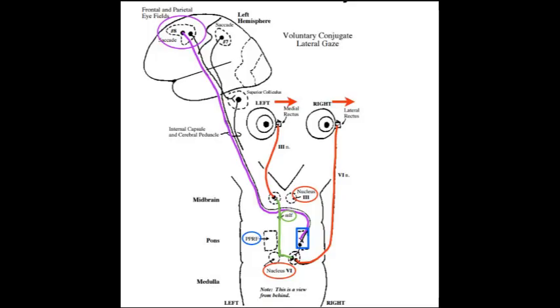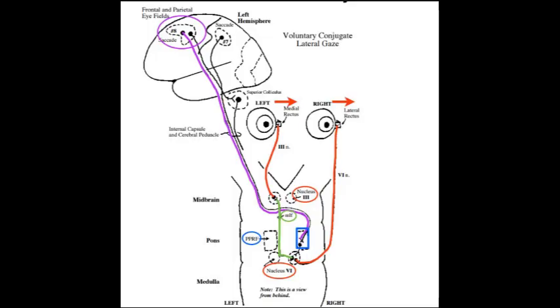It's important to note that slowing of the adducting eye may actually be a sign of partial lesion to the MLF. And when you have lesions to the MLF, we call it INO, internuclear ophthalmoplegia. And this can actually be detected on optokinetic nystagmus testing.